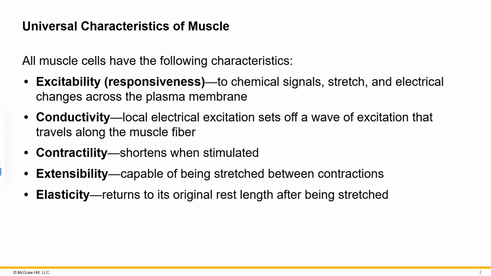Now, muscle fiber is what we call a muscle cell. So an individual cell is really elongated and will span the entire length of that muscle. When we talk about a local electrical excitation, that's very similar to when we talked about the nerve impulse. Contractility: shortens when stimulated. Extensibility: capable of being stretched between contractions. And elasticity: returns to its original rest length after being stretched.